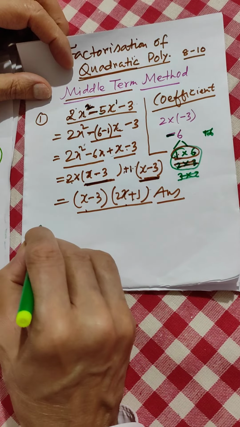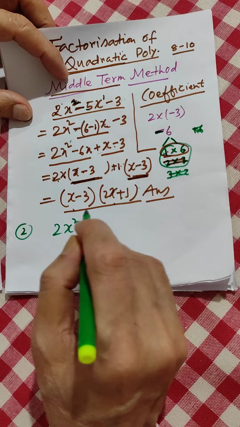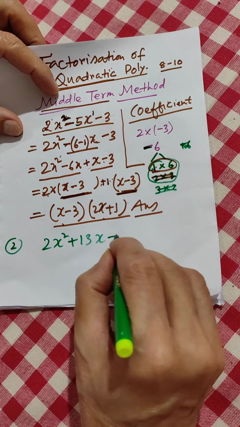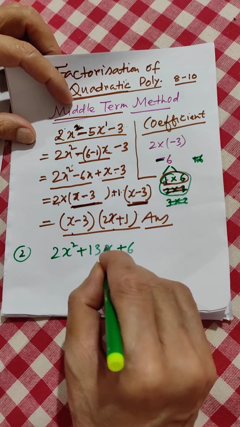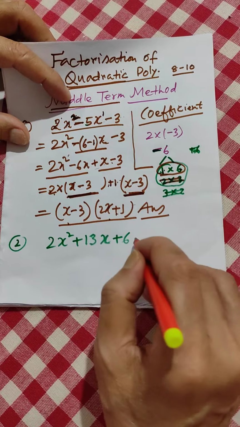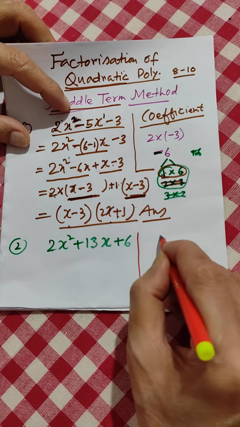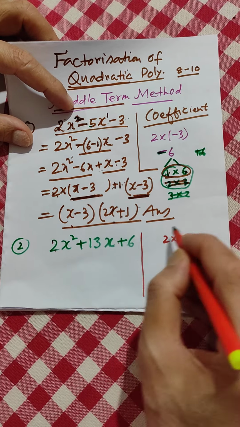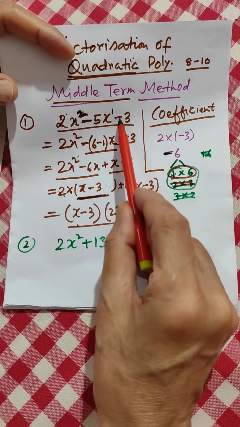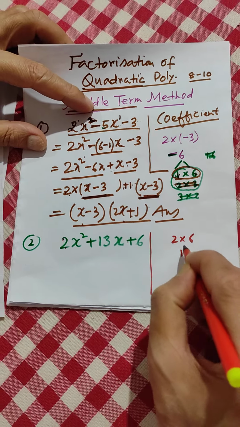Okay, now let us see the next one, number 2. This one, 2x square plus 13x plus 6. Alright? Now as the rule says, we multiply this 2 and this 6. So 2 into 6. Plus 6 we write just 6, so there is no problem of minus sign here. Here there was a problem of minus sign. Now 2 into 6 is what? 12.